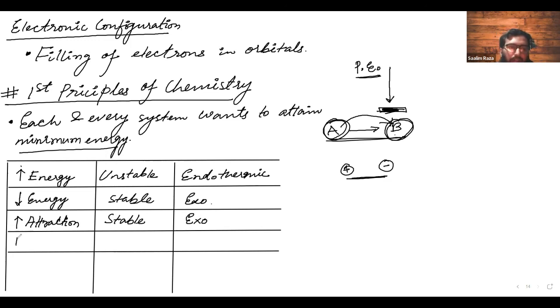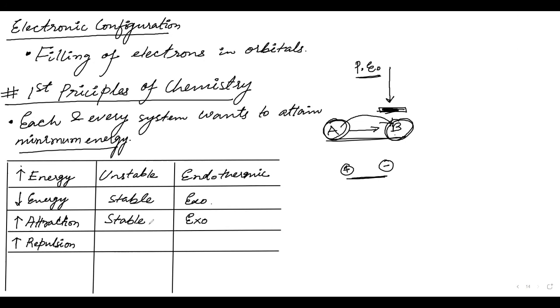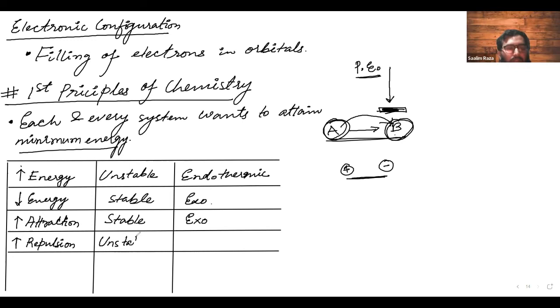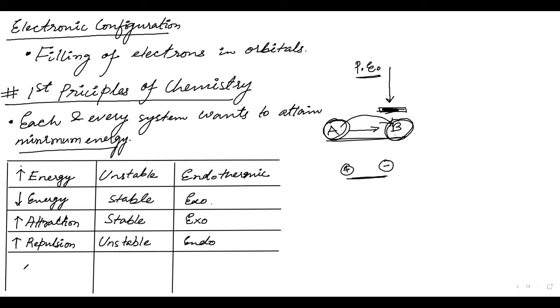Now tell me, Ahmed, what happens if we increase repulsion? It becomes unstable. Yes, right? It becomes unstable. And what will this be? This will be endothermic, right? Yes, sir. The next thing is an important thing.